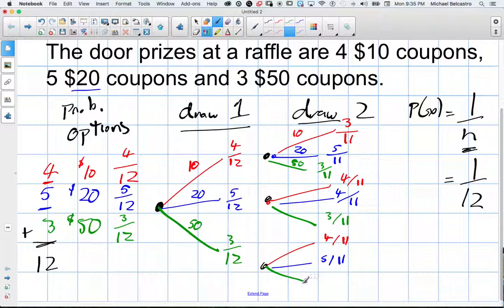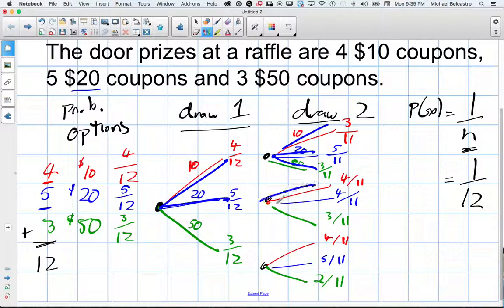There are still 5 options out of 11, because we draw a 50 first. And then this is the one that really changes. Because we already drew one of them, there's now only a 2 in 11 chance. Okay, so these are all really the routes. You can do 10 first and then 3 different from there, a 20 first, then 3 different from there, or a 50 first and 3 different from there. That gives you 9 different options to come out with.